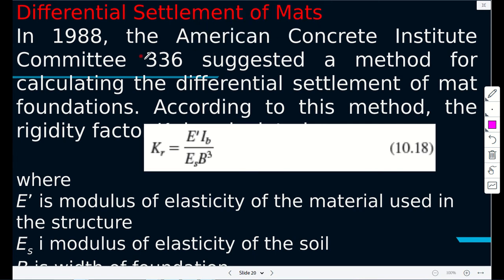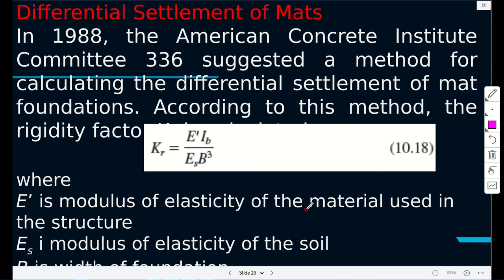So in 1988, the American committee suggested a method for calculating differential settlement of mat foundation. According to this method, we find what is called rigidity factor. You can find the rigidity factor this way, and then E is the modulus of elasticity of the material used in the structure.